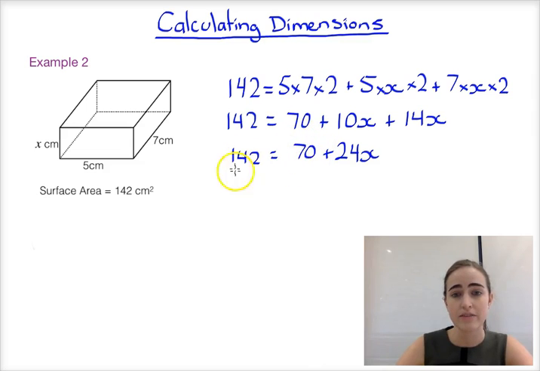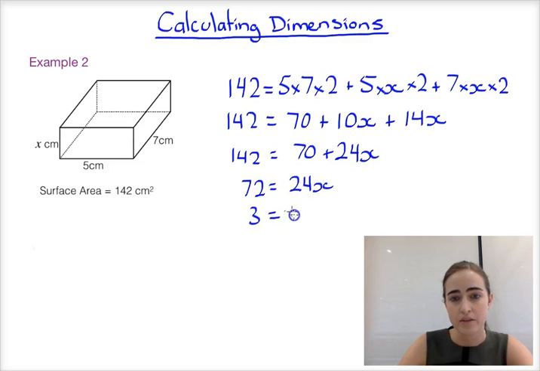So we'll subtract 70 from both sides, and we'd end up with 72 is equal to 24x. And then we'd want to divide both sides by 24, and we would end up with 3. So we'll just rewrite that the other way around, just so that x is on our left-hand side. So we'd end up with x equals 3. So the height of that rectangular prism is 3 centimetres.